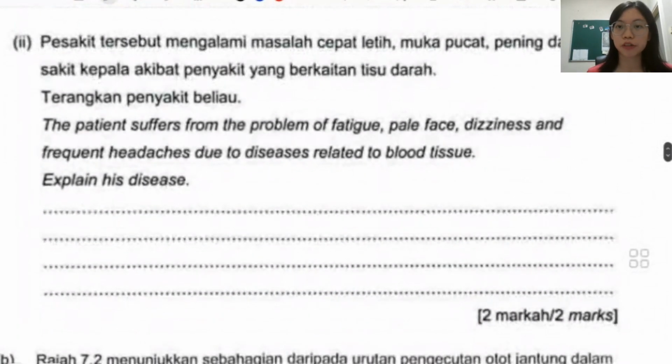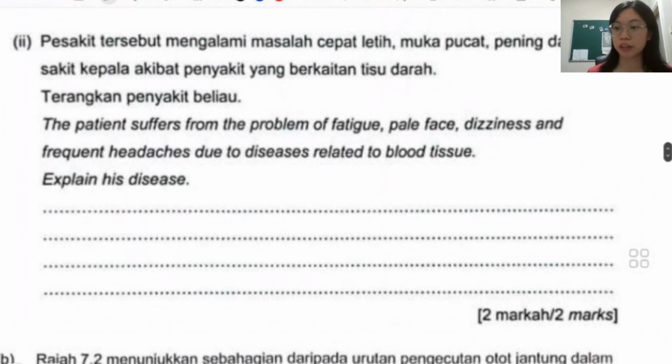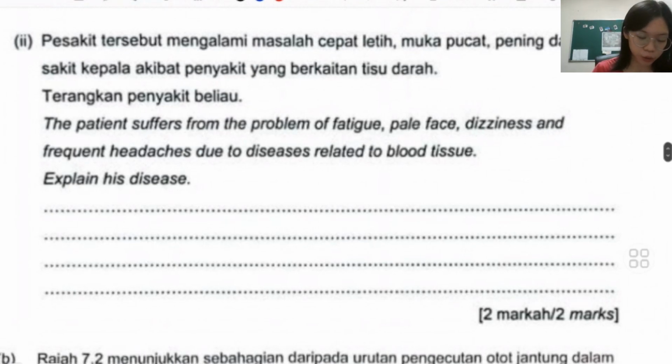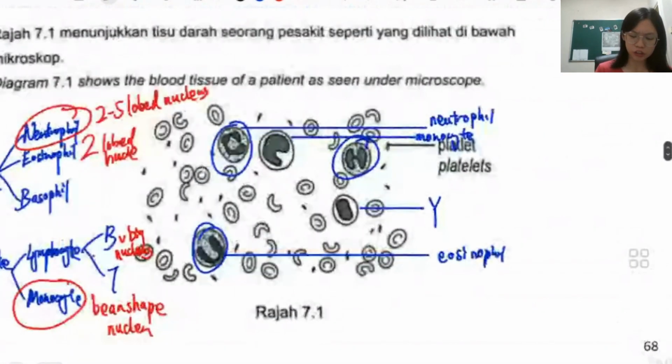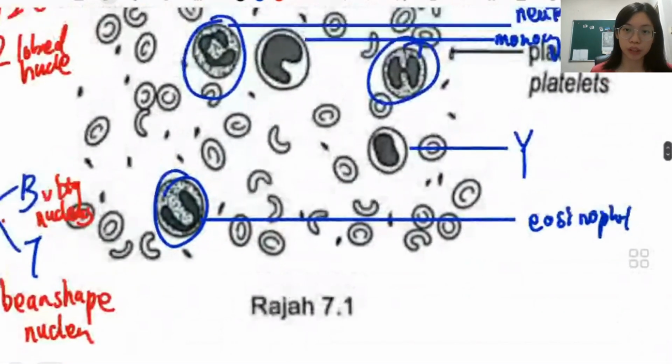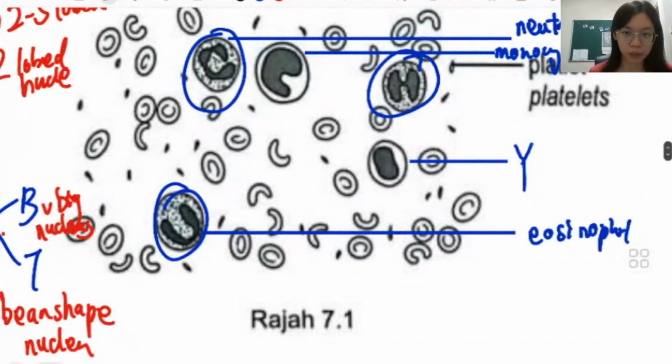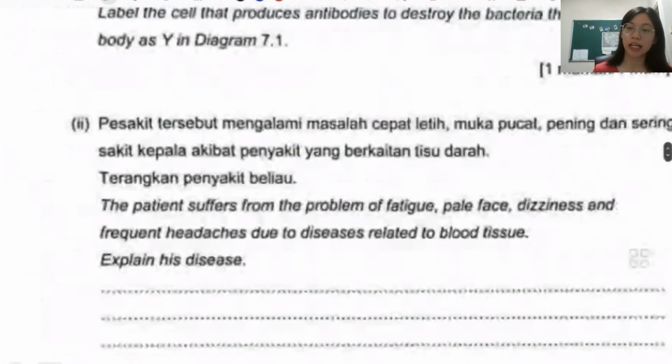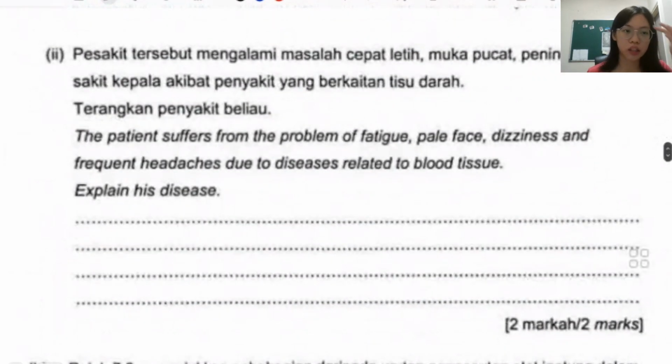So this person suffers from problems of fatigue, dizziness, and frequent headache due to a disease related to blood tissue. Explain his disease. So how are you going to explain it? You have to base it on the diagram. Did you realize that some of his red blood cells are what shape? Sickle cell shape, crescent shape red blood cells. Some of them are biconcave shaped. So this person actually has sickle cell anemia.